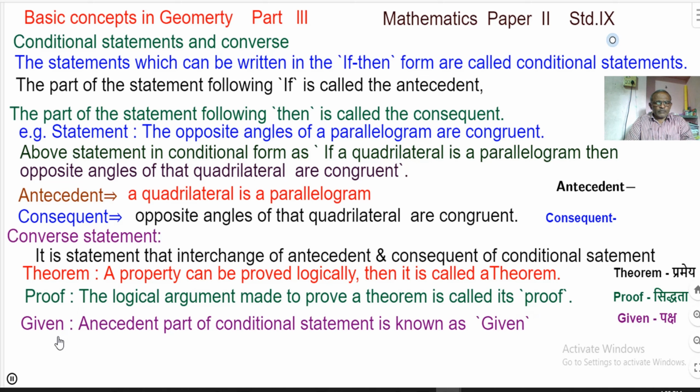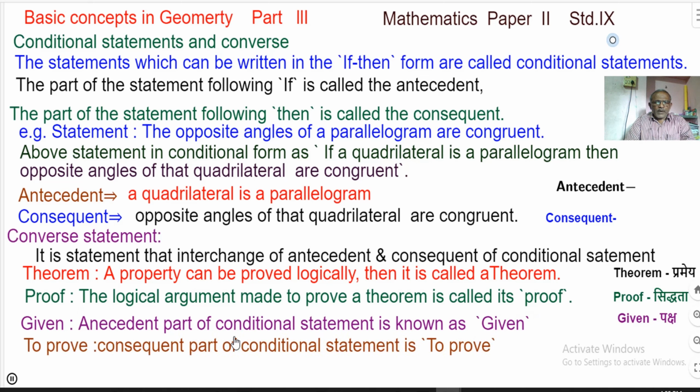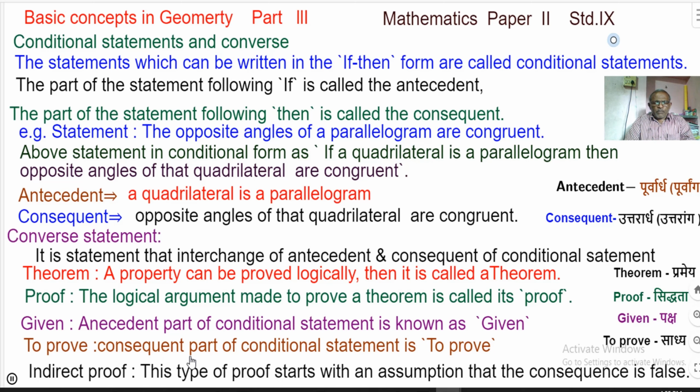Given: antecedent part of conditional statement is known as given. To prove: consequent part of conditional statement is to prove.